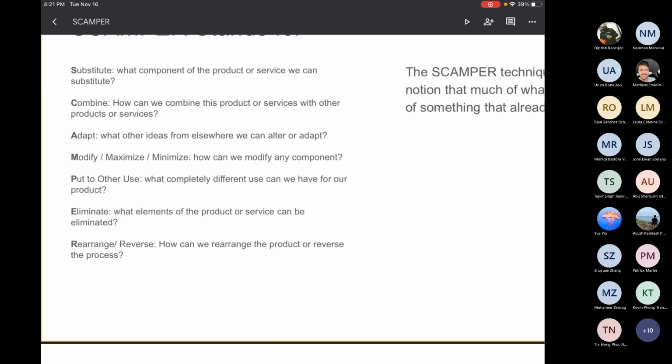I want to increase it. So for each one of these, if I want to eliminate something, how can I increase the value proposition of my product? So what do you guys think I can eliminate from my toothbrush? What do you guys think? What can we eliminate from the toothbrush?